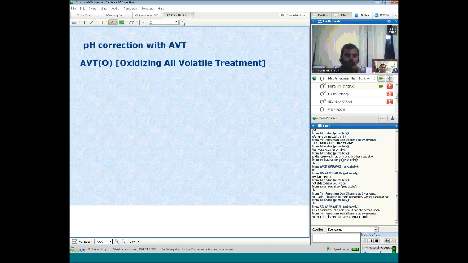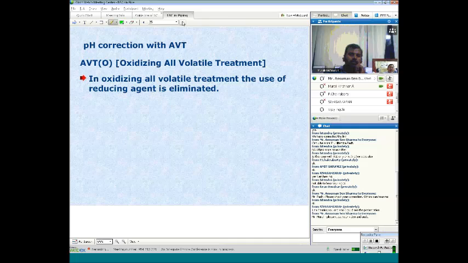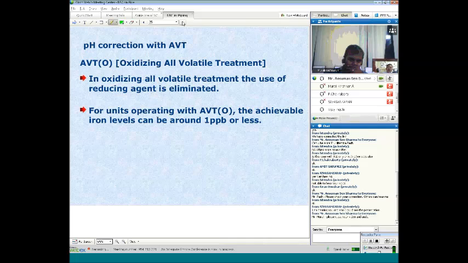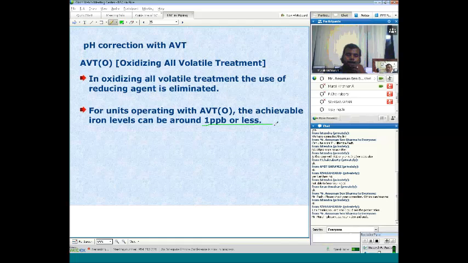Let me tell you what is AVT(O), or volatile treatment oxidizing. Basically you are not using any reducing agent. That is, hydrazine dosing is not permitted. That is one thing. If you are using AVT(O), then the achievable iron level, that is, the iron transport, can be reduced to around 1 ppb or less, even less than that. Right? That is the possible achievement by AVT(O).